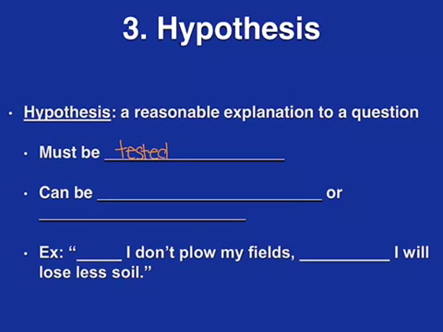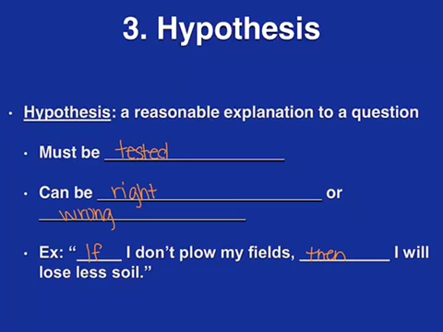And it can be proven either right or wrong. So an example of a hypothesis that this particular farmer could create is, if I don't plow my fields, then I will lose less soil. She can test this, and it could be either correct or incorrect.